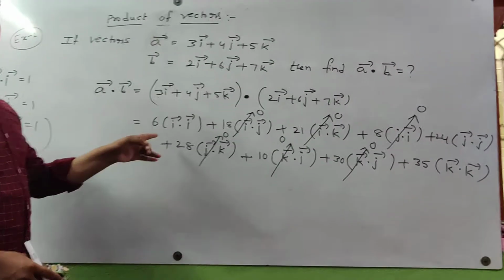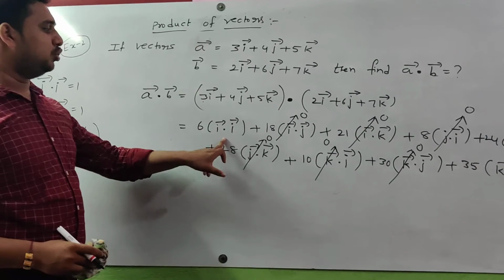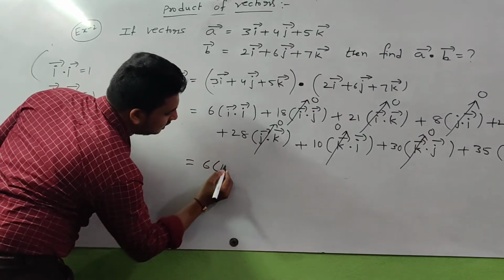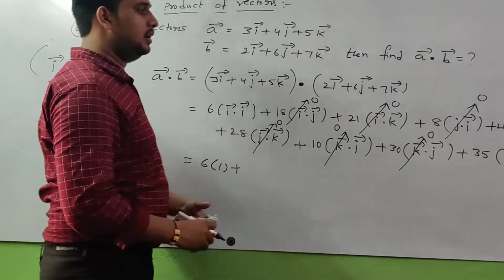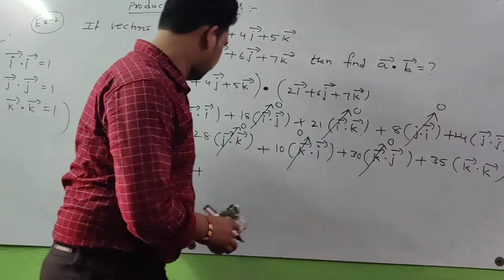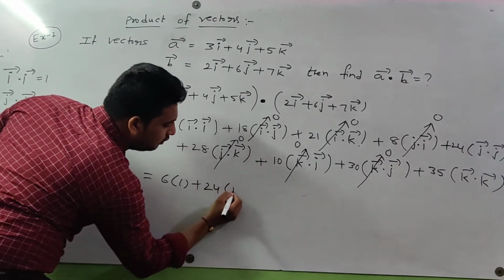So what value is finally left here? 6 into i bar dot i bar. So that means i bar dot i bar value is 1, or not? 1 plus. Next, 24 into j bar dot j bar, 24 into 1.